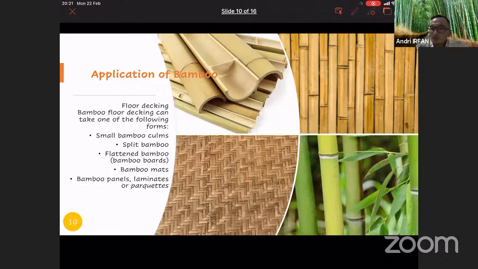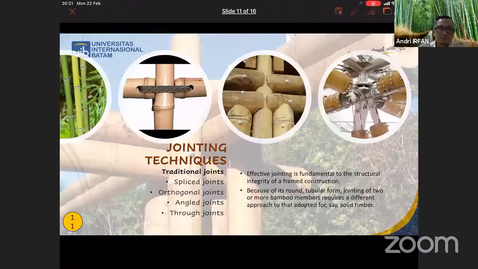The floor comprises, I think, structural bamboo elements, bamboo decking, and other methods and other designs. It is one of the important things about bamboo. Traditional method and modern method are about the jointing techniques.